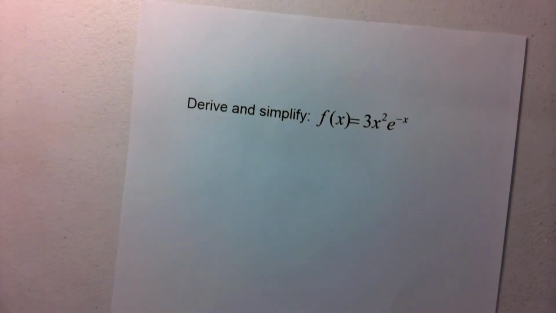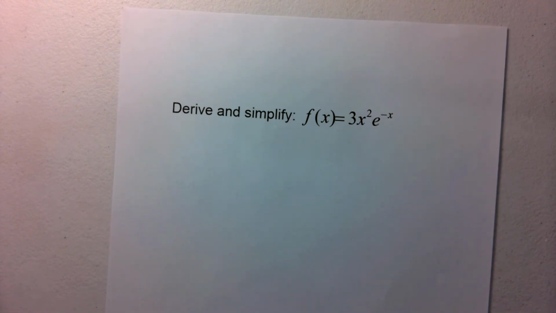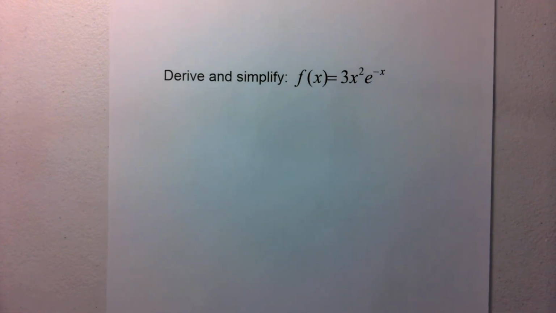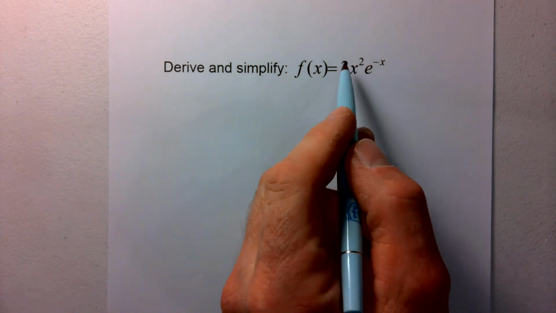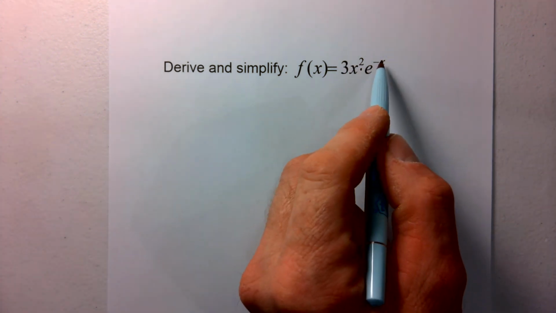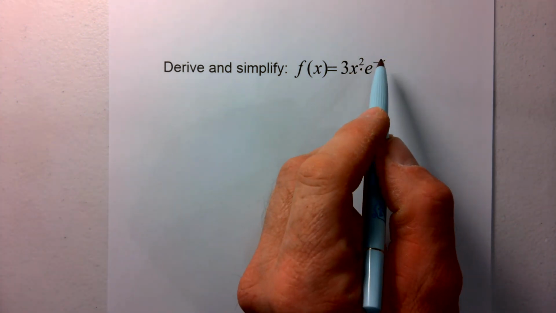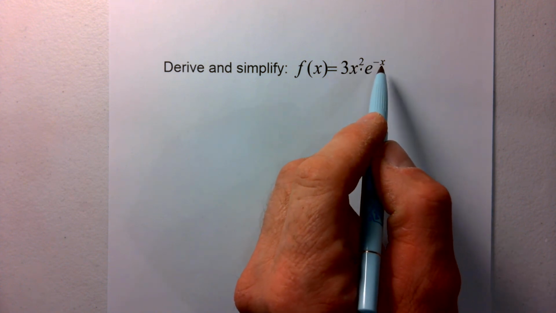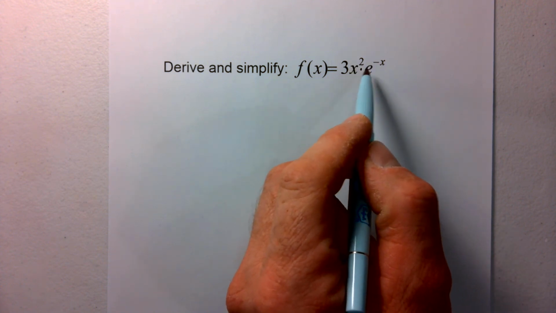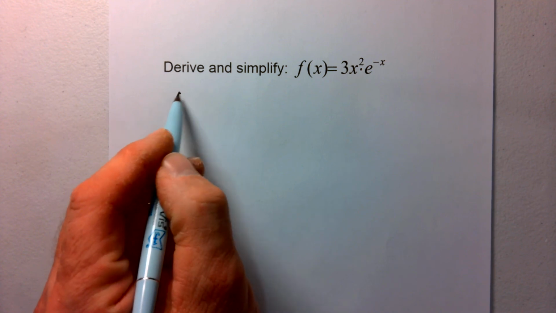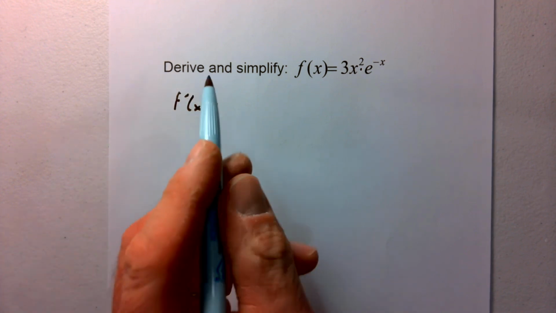And I have just one more example. And the reason I want to do this one is because it's a little product rule. I have 3x squared times e to the negative x. Notice I have x's in two different parts, and I'm multiplying those two different parts together. So for my derivative, I have to use a product rule.